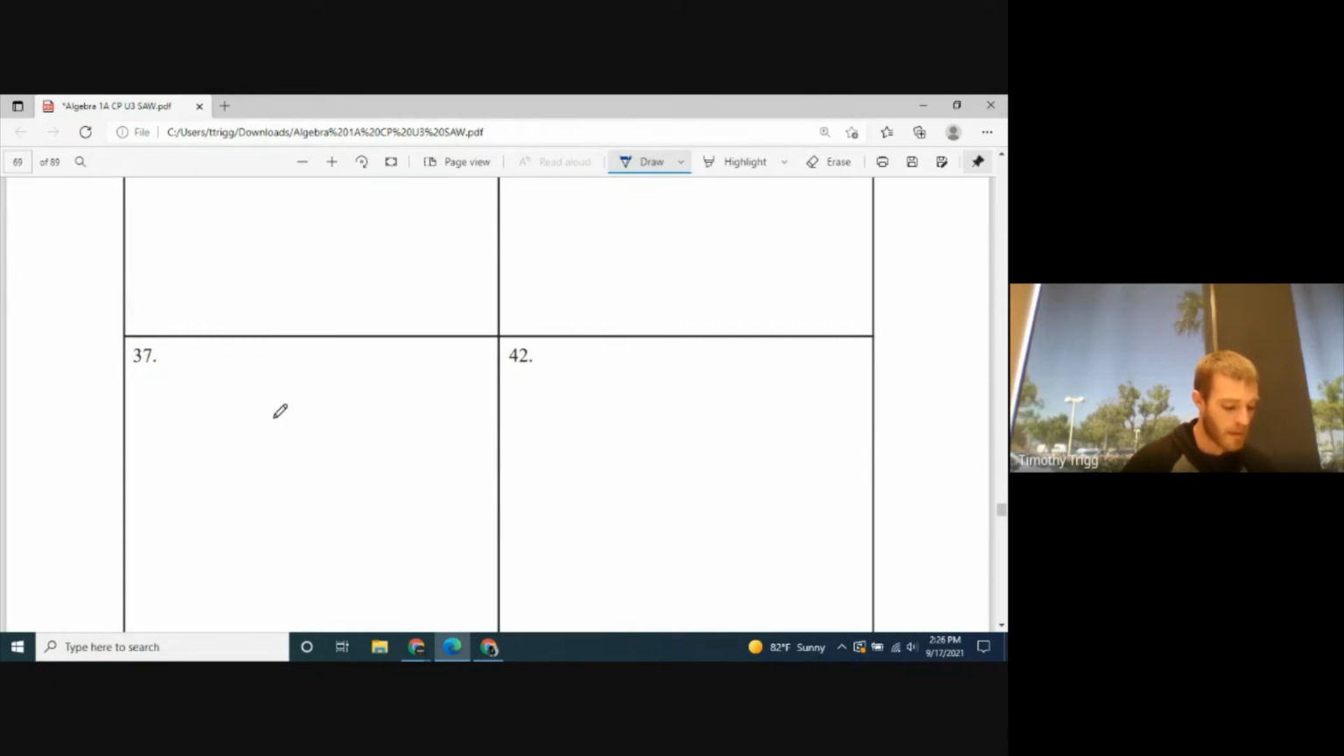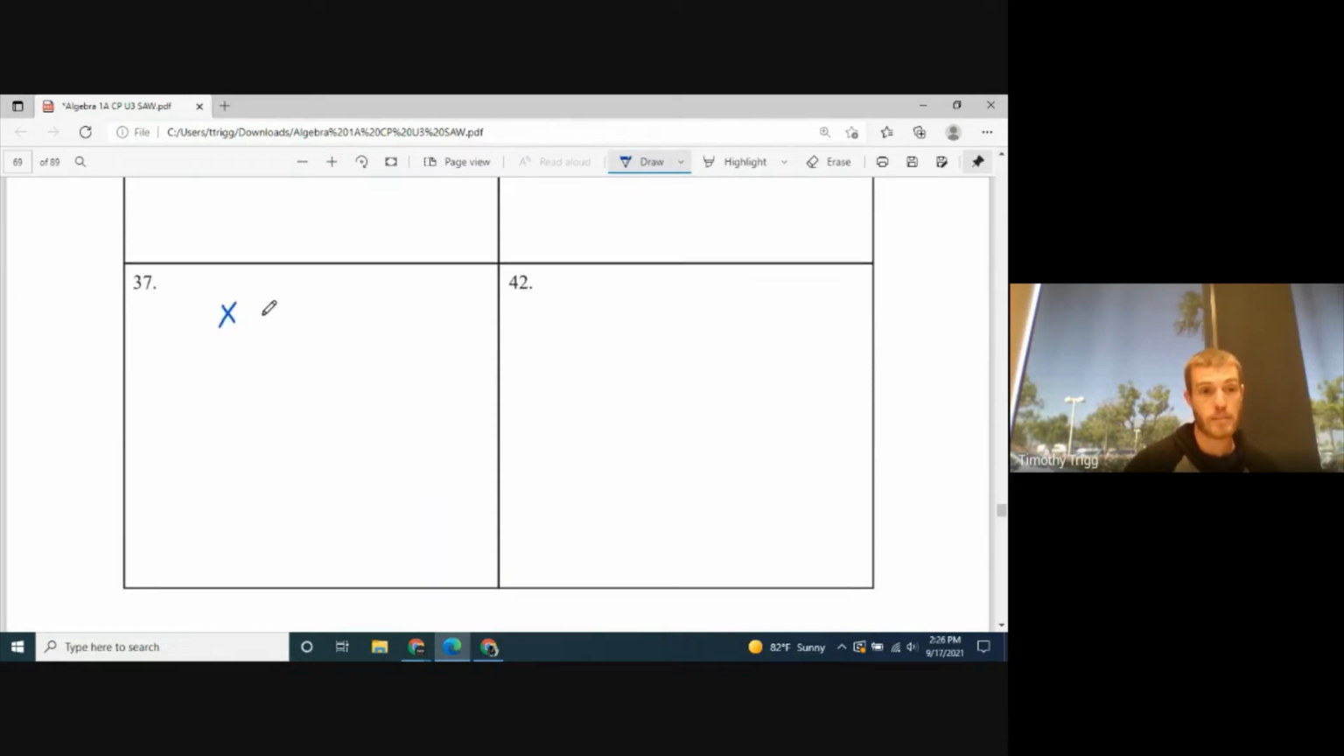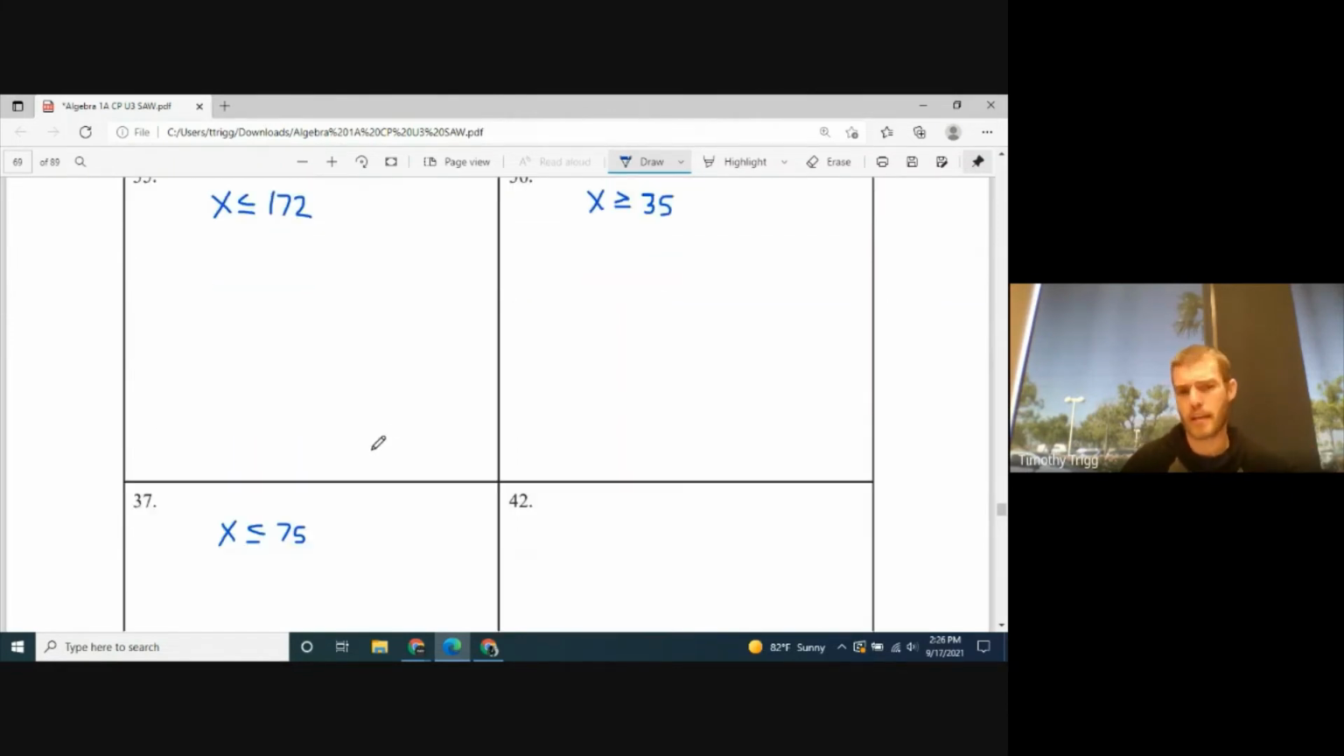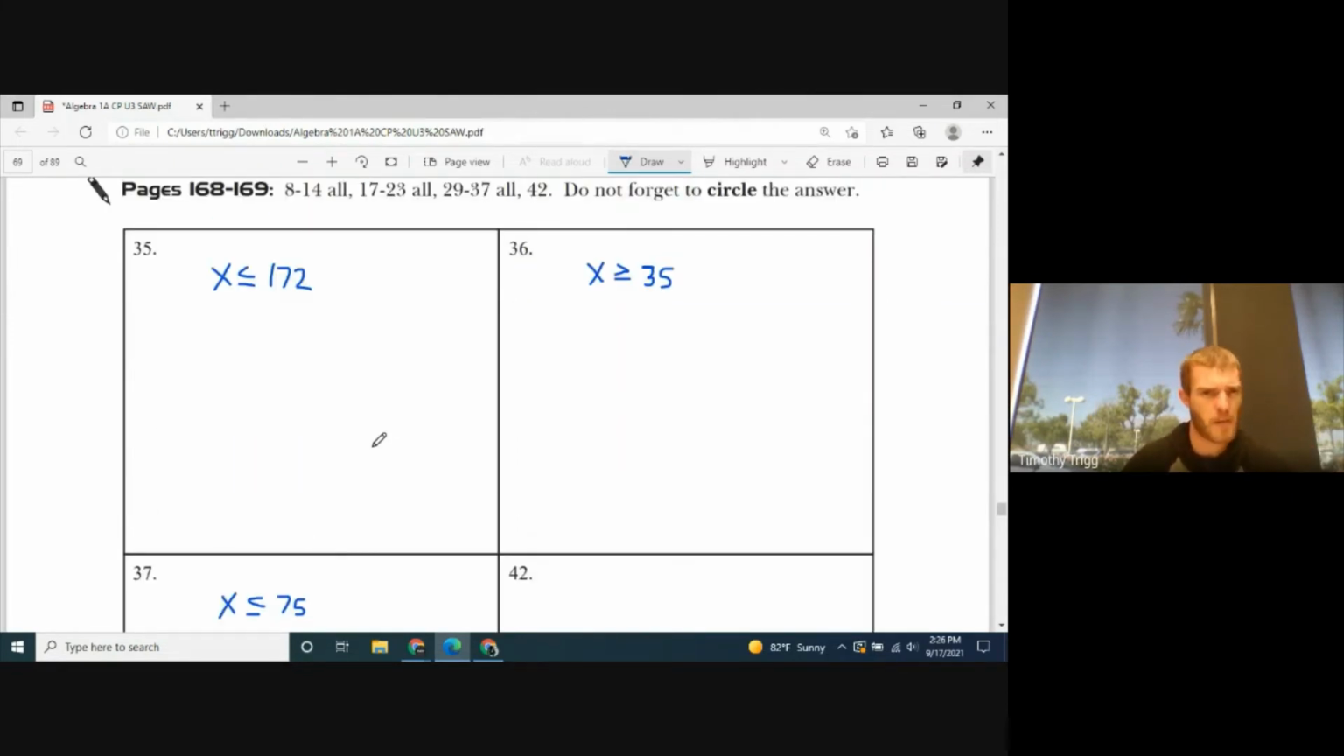A light bulb can be no more than 75 watts to be safely used in this light fixture. So a light bulb, no more than, so it needs to be less than or equal to 75 watts. Okay. Hopefully those made sense. Maybe watch those again and see if those make sense.